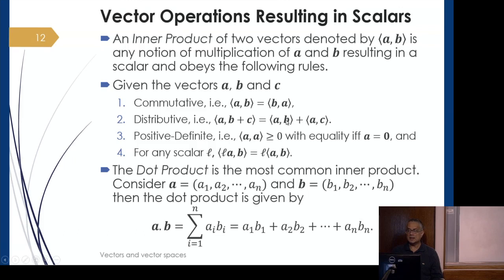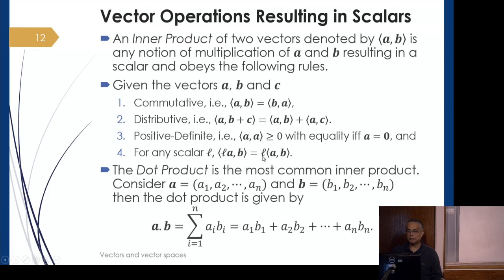There's a third property which is called the positive definite property. It's a very important property for inner products. The inner product of a vector with itself is greater than zero. You cannot have any element of the result be negative. And it's equal to zero exactly when A is zero. Otherwise, it cannot be zero. Now, for any scalar L, L times A and the result's inner product with B is the same as taking the inner product of A and B and multiplying it by L in the end.